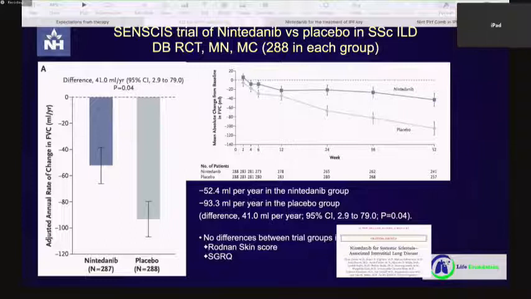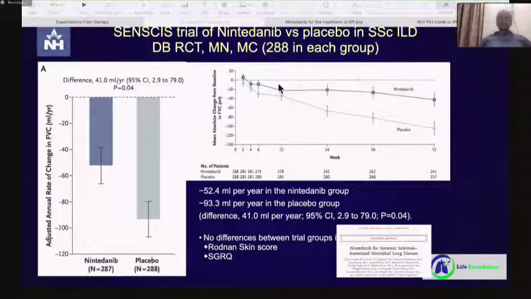And in this group, they did the SENSCIS trial of nintedanib versus placebo. Again, a very, very similar trial design, so I'm not going to go into it. But again, here you're seeing that there's a very big difference between those who received nintedanib. They did much better, a difference of 41 ml as compared to those who received placebo. And interestingly, in the placebo group, you had a decline of 93 ml per year. In the nintedanib group, you had about 52 ml a year.